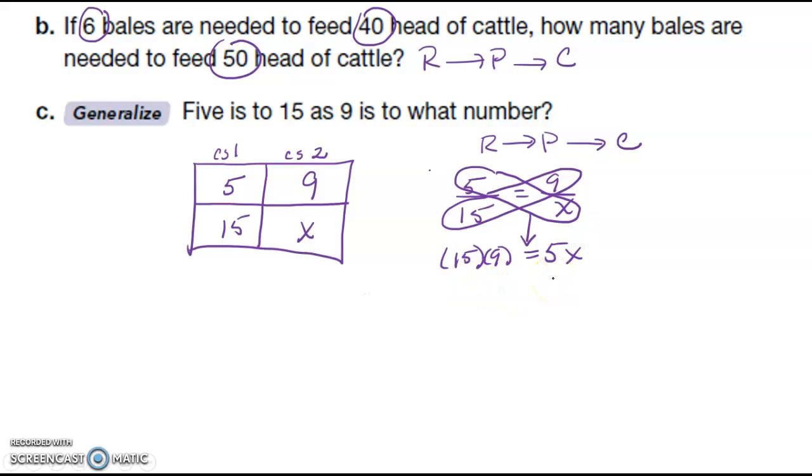Okay, I don't know what 15 times 9 is, so let me get my handy dandy calculator. 15 times 9 is 135. And then I'm going to divide to get rid of my 5. So my x comes down, my equals comes down. 135 divided by 5 gives me 27.